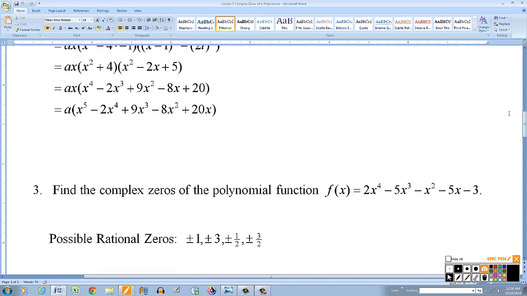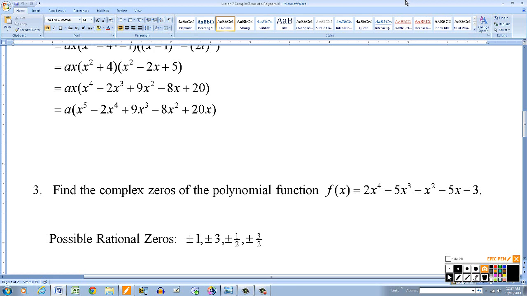Okay, the next one. Find the complex zeros of the polynomial function. Now remember, sometimes they're going to ask you to find the real zeros, so that means you don't give the imaginary zeros. Sometimes they'll ask you to find the rational zeros, so you only give the zeros that are rational. If it doesn't have any rational zeros, then you say no rational zeros. Now it may have irrational zeros, or it might have imaginary zeros. But if it says find the complex zeros, that means any zero, whether it's real, imaginary, rational, or irrational, and so forth.